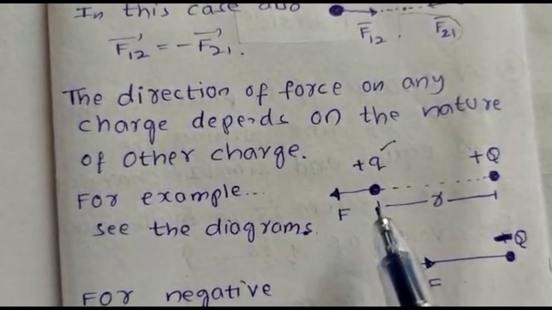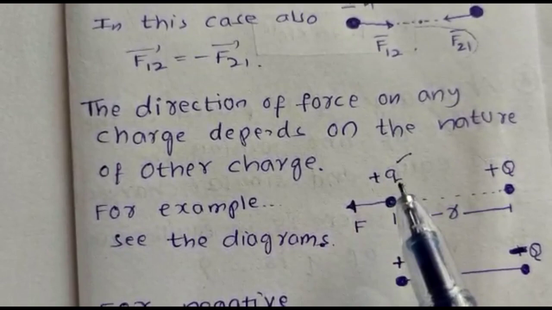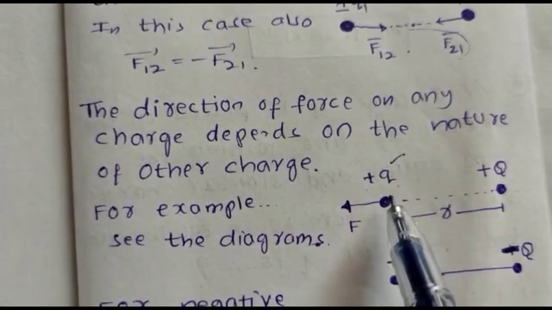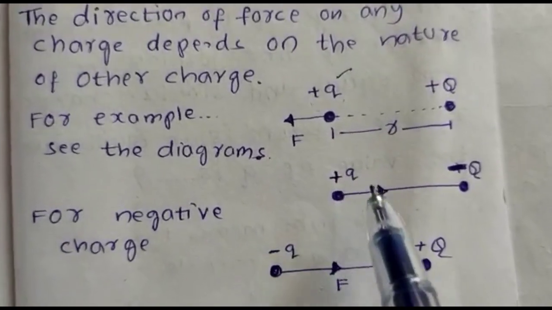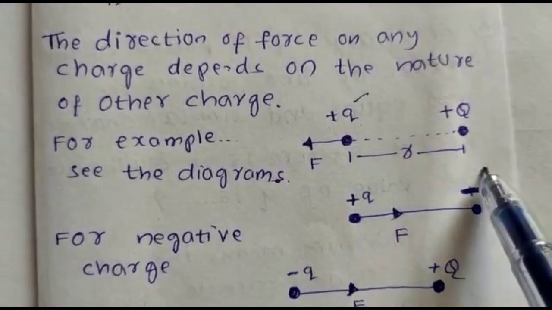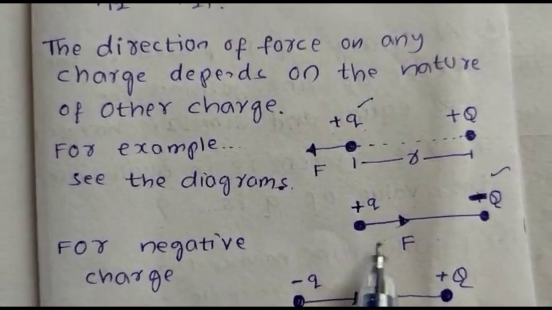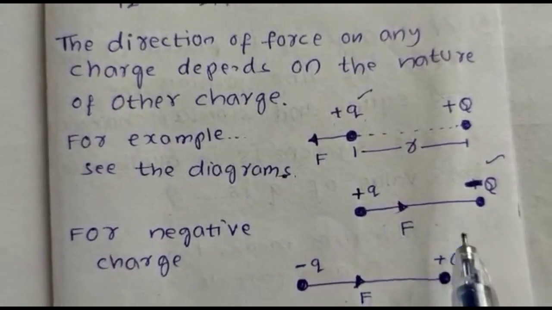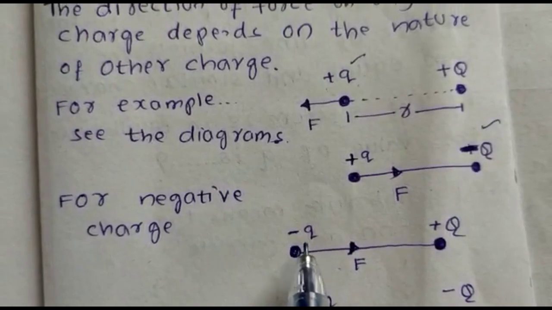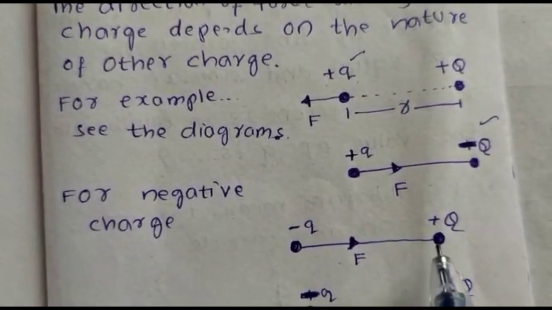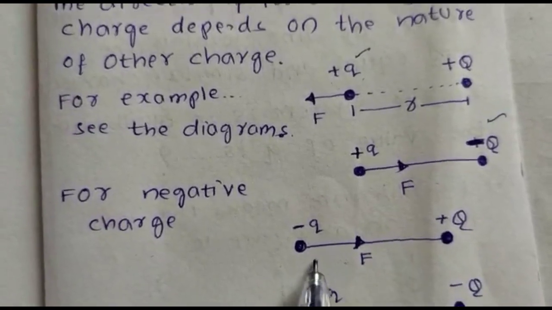On which particle do we have to consider the force? On the small q we have to calculate the force. Then the force on this charge is always away. And for example, in this case, if the second charge is the negative charge, then it is the force of attraction. The force of attraction is always towards the charge. For example, if you take this as minus q and this as plus q, here this is positive, this is negative. Again, the force of attraction. Force of attraction is always towards the charge.